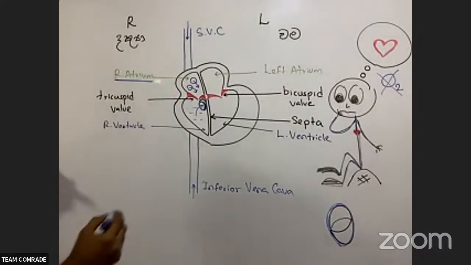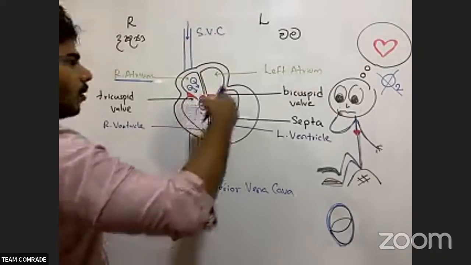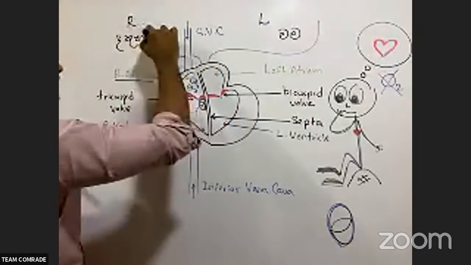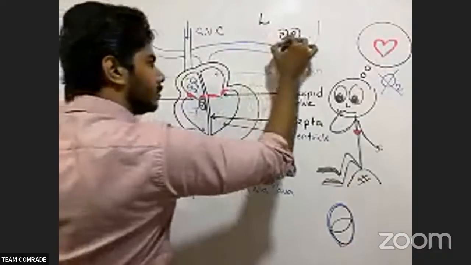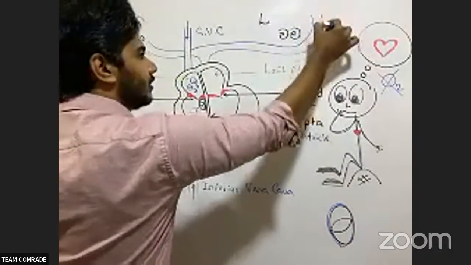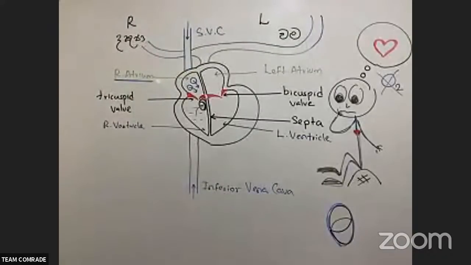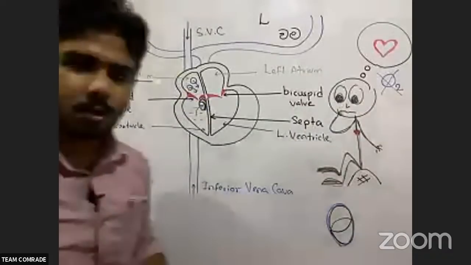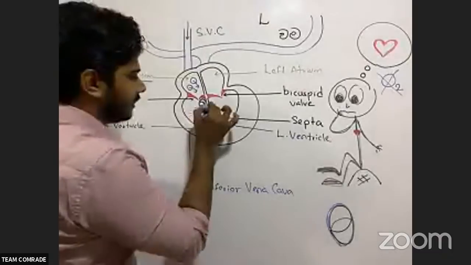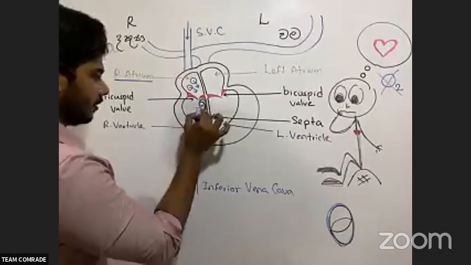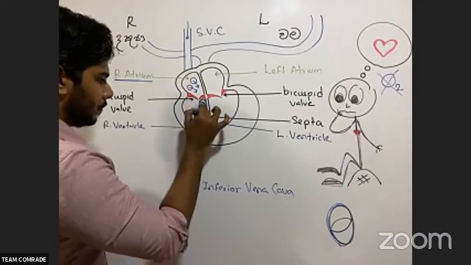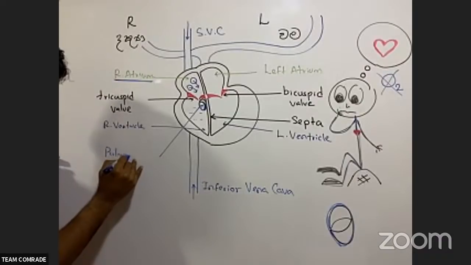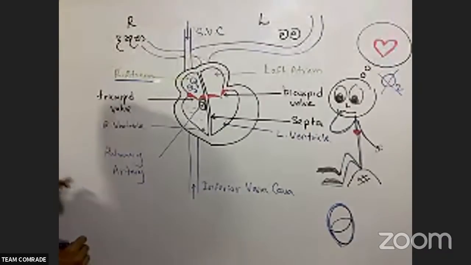When that blood enters there, this opening comes from here and divides into two parts. That divides into how many parts? Two parts. See this nicely, okay? That divides into two parts. This is what we call the pulmonary artery. What is it? Pulmonary artery. Actually, the pulmonary artery opening.